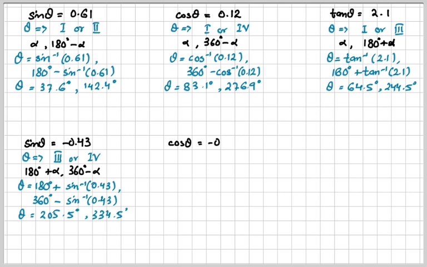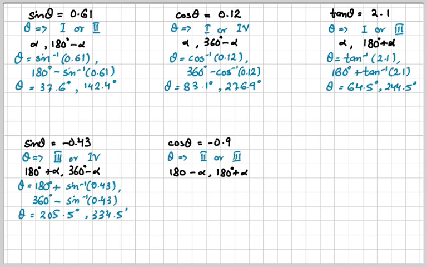Now cos is given negative. So we should know that cos is negative in the second or third quadrant. So we will be using the angles for the second quadrant and third quadrant. The second quadrant angle is 180 minus alpha and the third quadrant angle is 180 plus alpha.